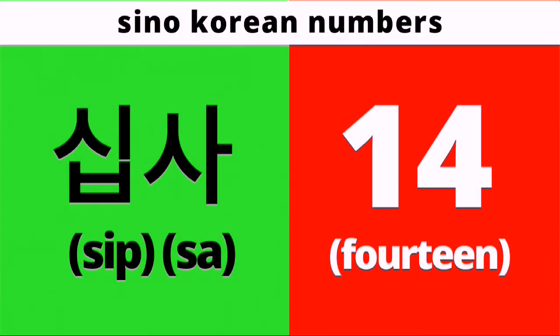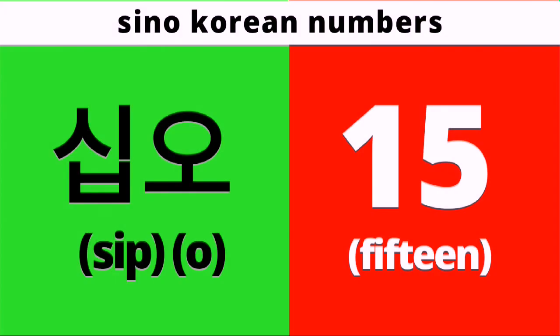Next, the Sino-Korean translation of 14 is ship sa. Ship represents the tens value, which is 10, and sa represents the ones value, which is 4. So 10 plus 4 is 14, and that would be ship sa in Sino-Korean.